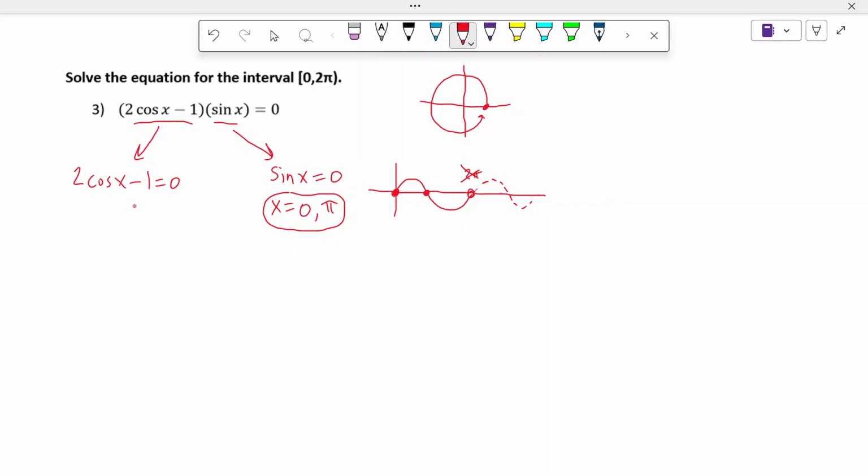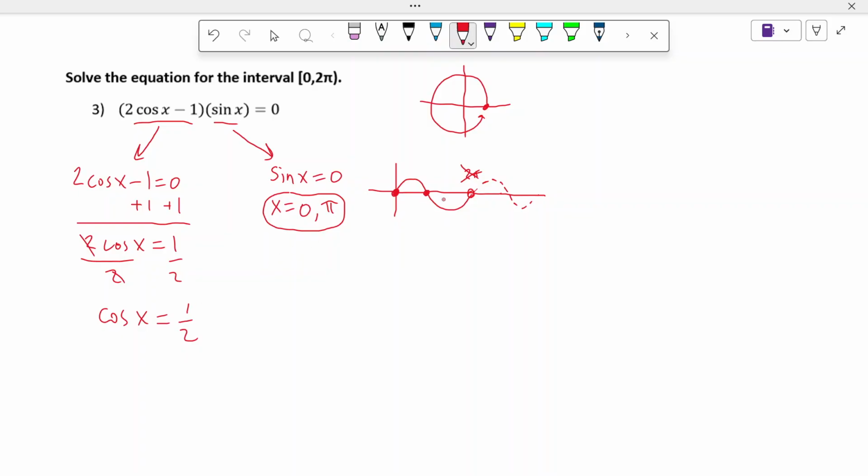Now, we could have some other answers here. Let's actually solve this other factor when this factor is equal to 0. This one takes a little bit of work. I'm just going to add 1 to both sides and then rewrite it. And it looks like I need to divide both sides by 2. And then now I have when the cosine of x equals a half. So now I need to solve this. I need to solve this within one full cycle or rotation.